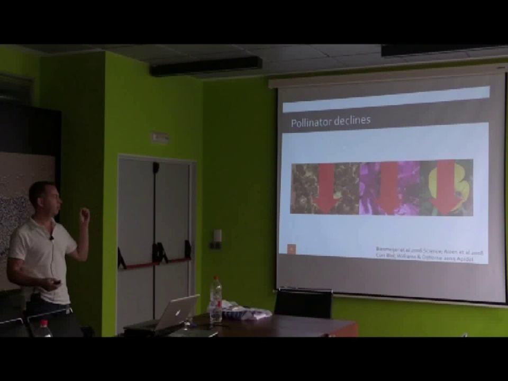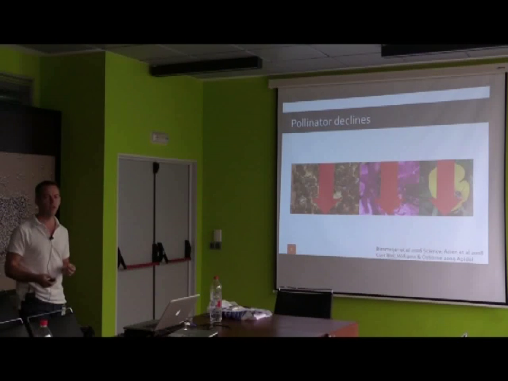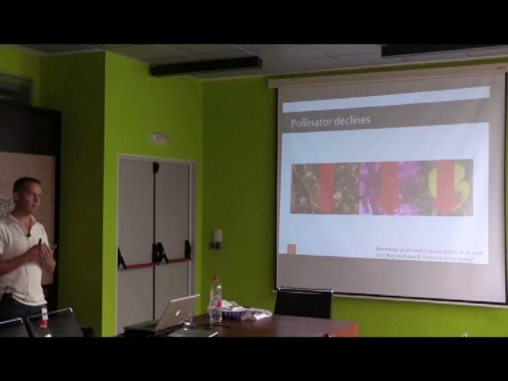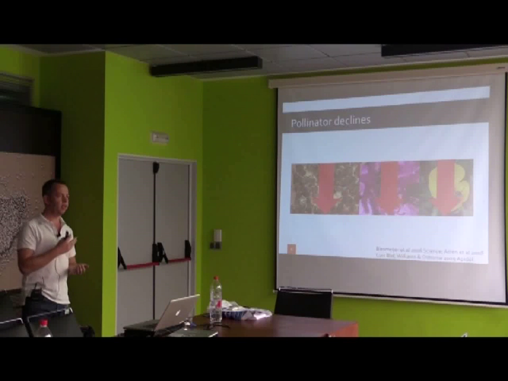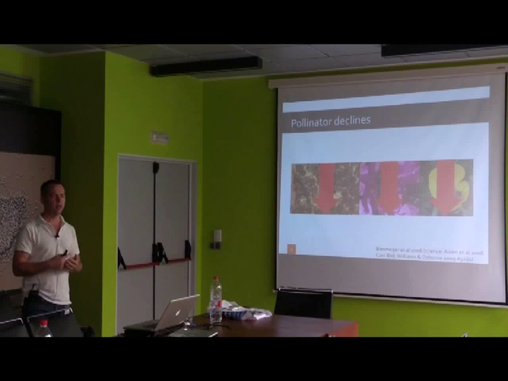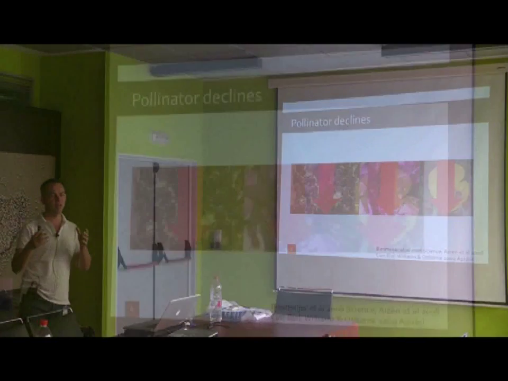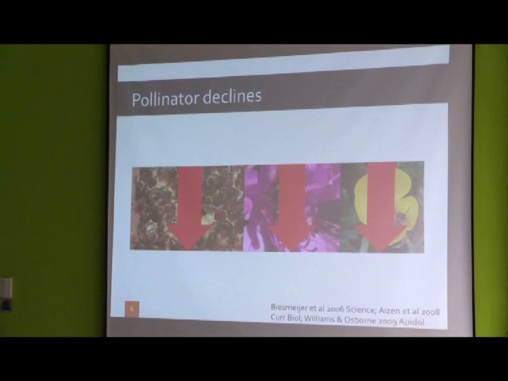Those data were backed up by data from a number of other European countries, and more recently there have been some fantastic data produced in the United States and Canada and also in South America, which are also showing collapses in ranges of bumblebees. We have no idea about abundance at all, but we do know that ranges are collapsing.